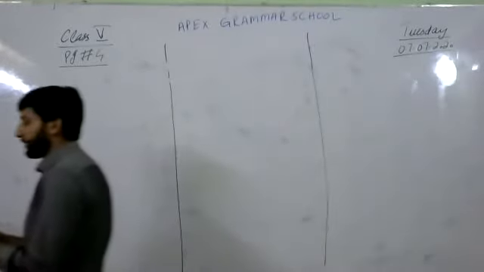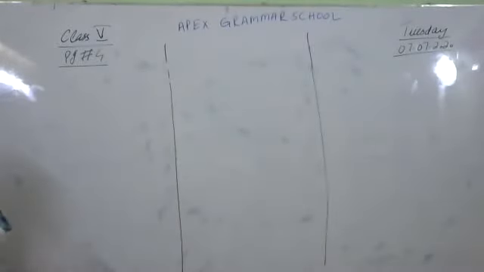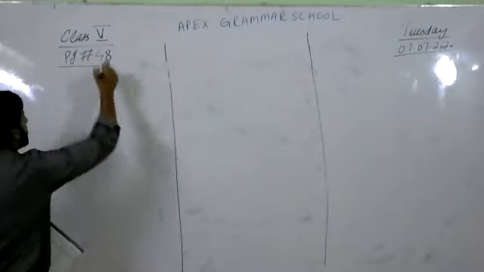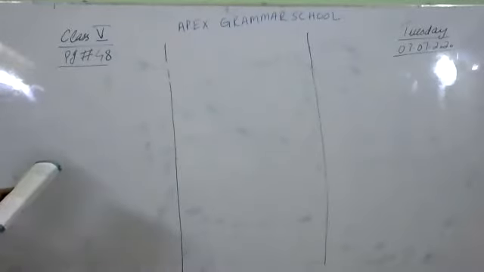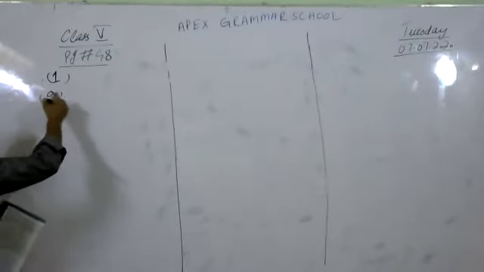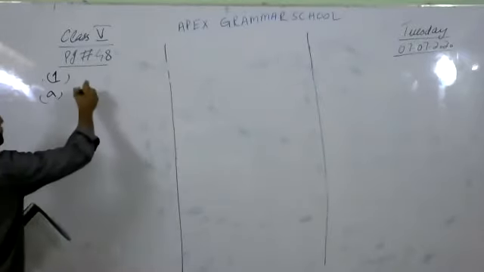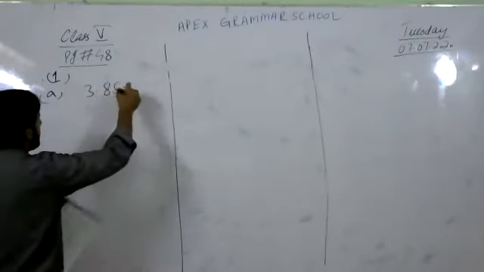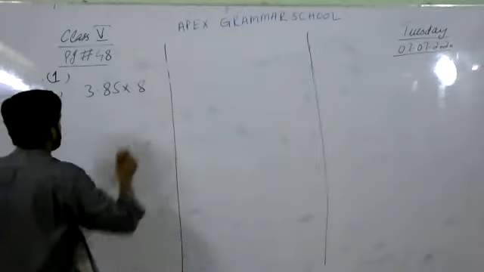Page number 48. The topic is multiplication again, but this time we have to multiply a single number and a decimal number. Question number 1, A part is 3.85 multiplied by 8.